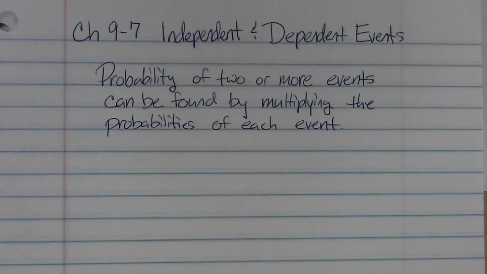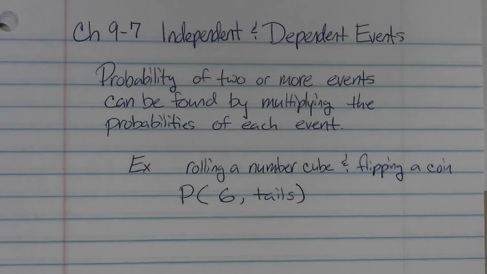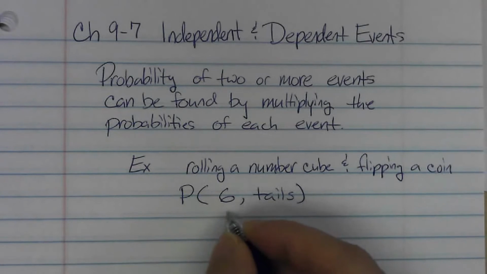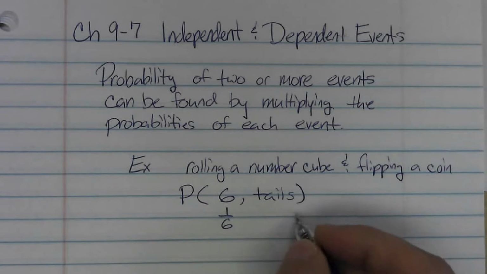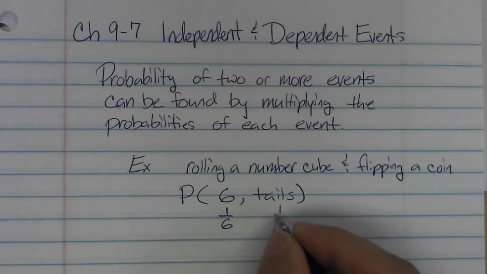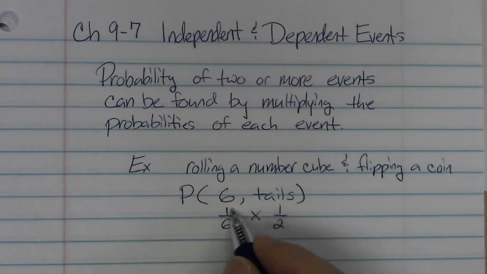So the probability of two or more events happening can be found by multiplying the individual probabilities of each event. Let me give you an example. Let's say you were rolling a number cube and flipping a coin, and I wanted to know the probability that you would roll a 6, then flip the coin and get tails. Well, we know the probability of getting a 6 when you roll a number cube is 1 out of 6. And we know that when you flip a coin, the probability of getting tails is 1 out of 2.